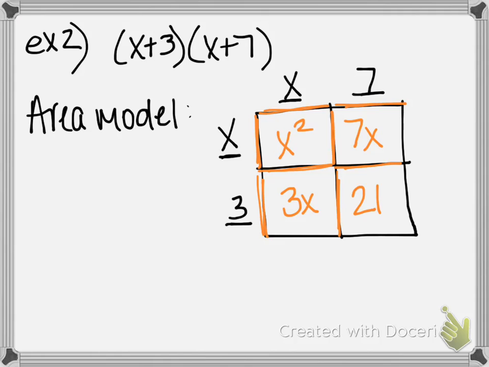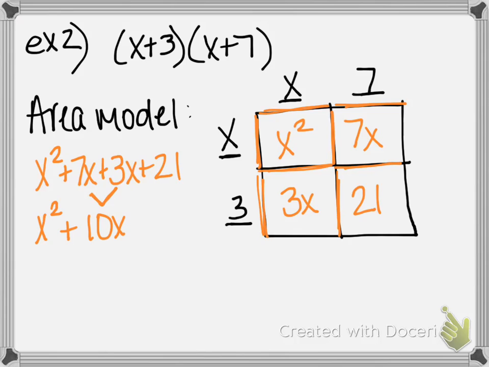So this becomes x squared plus 7x plus 3x plus 21, and I can combine my like terms like we just learned in the first screencast, adding and subtracting polynomials. So 7x plus 3x is 10x, and I can finish off x squared plus 10x plus 21. And here's my solution. No other like terms, nothing else to put together. So there we go. If I do the double distributive property or FOIL, I will get the same solution.